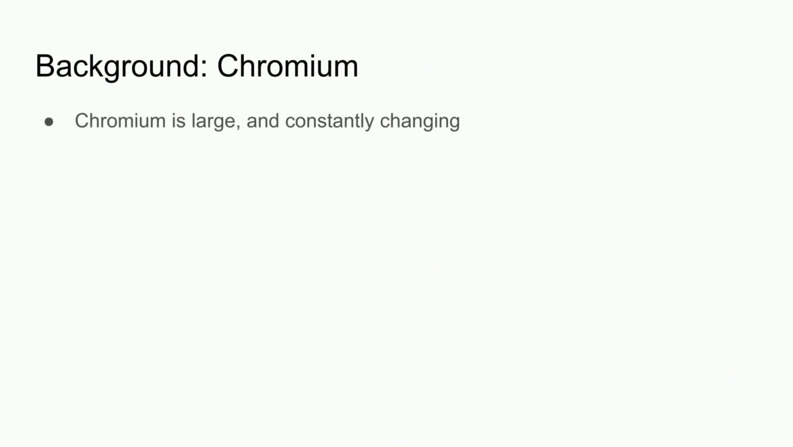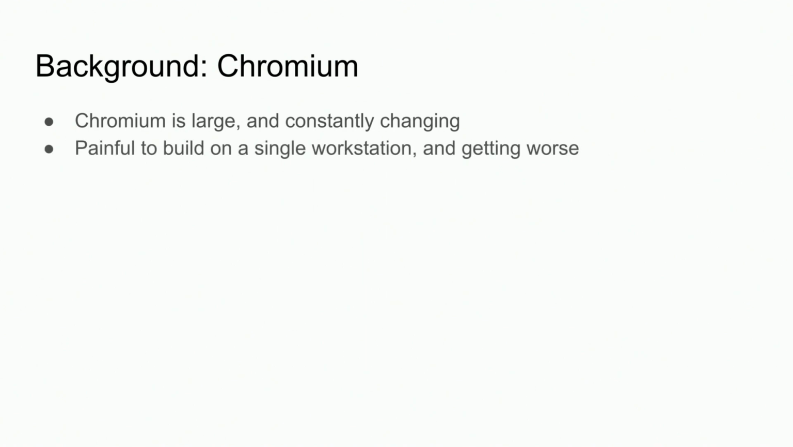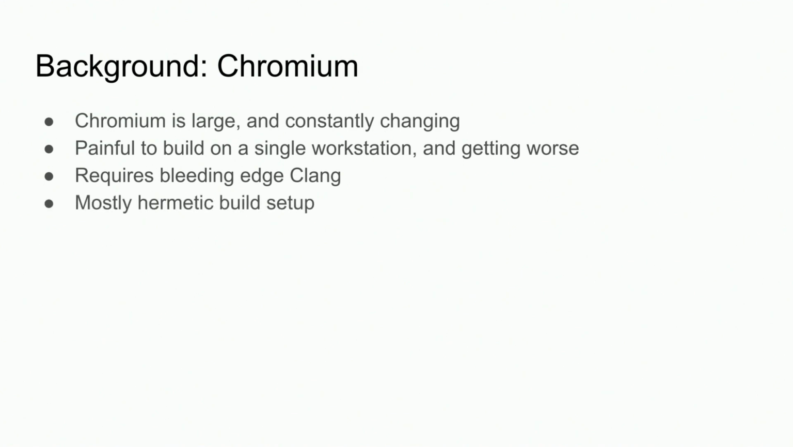So Chromium is large and it's constantly changing, and this is pretty bad for a build system. Puts a lot of pressure on us. It's painful to build on a workstation, so much that basically nobody ever attempts this anymore, even if you've got a really powerful workstation. It requires bleeding edge Clang, and there's not much we can do about that because the Chromium team at Google is interested in taking new C++ features all the time. It's a mostly hermetic build setup, which is pretty good. It allows us to get reproducible builds, and it helps with our cache hits.